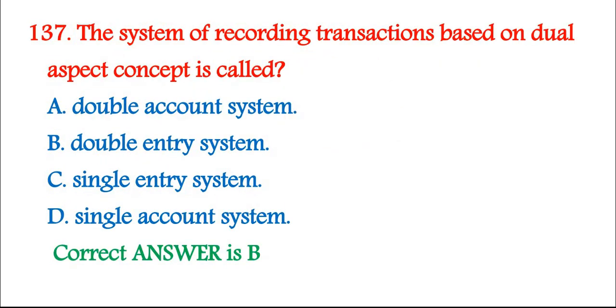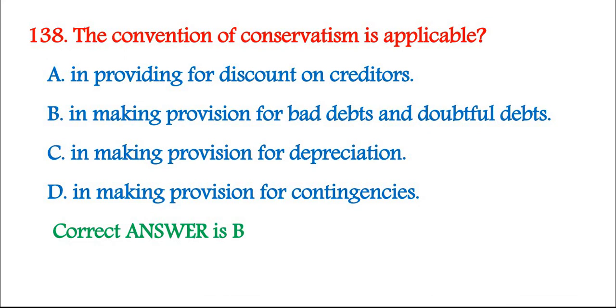137. The system of recording transactions based on dual aspect concept is called A. double account system, B. double entry system, C. single entry system, D. single account system. Correct answer is B. 138. The convention of conservatism is applicable A. in providing for discount on creditors, B. in making provision for bad debts and doubtful debts, C. in making provision for depreciation, D. in making provision for contingencies. Correct answer is B.